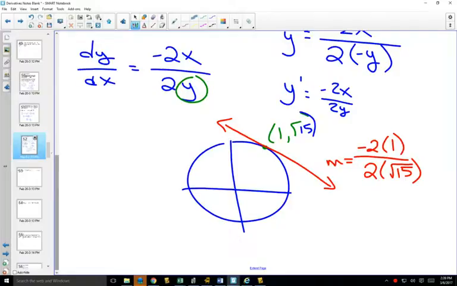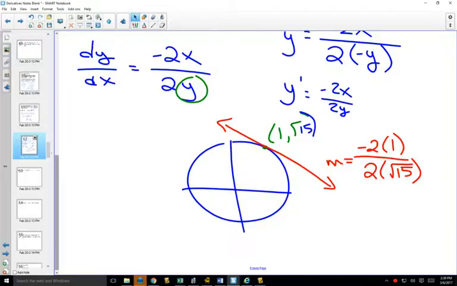And now when I want to find that slope, I have to plug in both an x coordinate and a y coordinate. Everything we've had up till now only had to plug in the x coordinate to find the slope. But with these implicit equations, you have to plug in both the x and the y coordinate because our derivative has both variables in it.